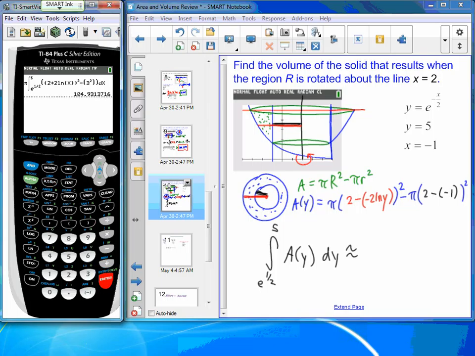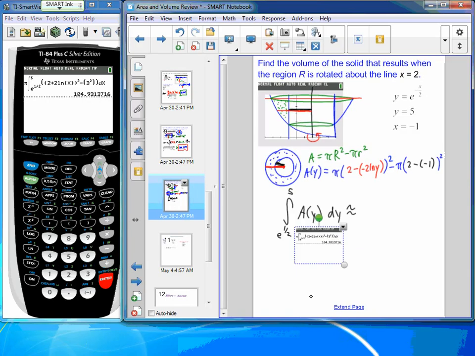Did anybody get 104.931? For the final time today, math works. That's great news. You guys are awesome. I hope you enjoyed this rip-roaring area and volume review. By looking at area and volume before we start AP test prep, that's going to take care of at least one pre-response question for the rest of the year. So way to go. Good work. You can pack up and visit quietly.